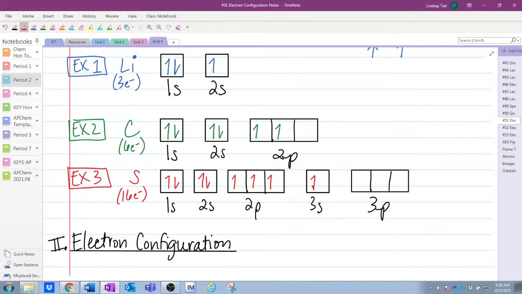Alpha. Why? Guys, I haven't filled the 2p. I put one in each, but it's still not full. Each box can have 2 arrows. So that's a violation of alpha. So that's why when I go to that 8th electron, I got to circle back. Now I can put in a second one here, a second one here, a second one there. So you guys see how it spread it out before I cycle back to put in the second one?